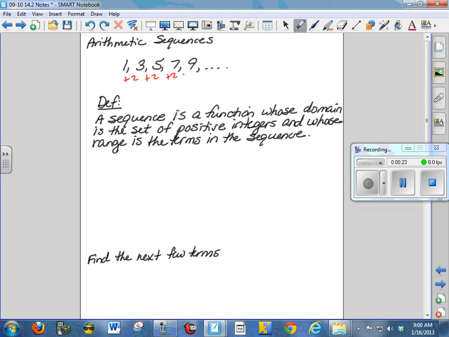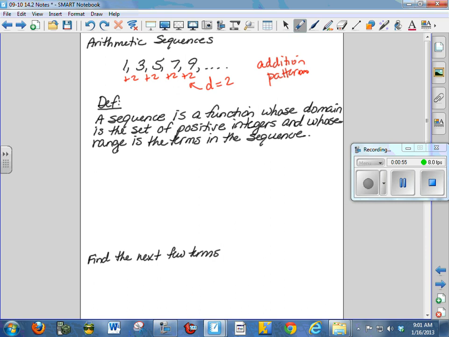Any type of arithmetic sequence always has the same number added between each term. So when we see this addition pattern here, that is the mark of an arithmetic sequence. We call this number that is added D. D equals 2. Now, what about subtraction? Well, that's the same thing as adding a negative number. So if I went 9, 7, 5, 3, 1, for example, D would be negative 2.